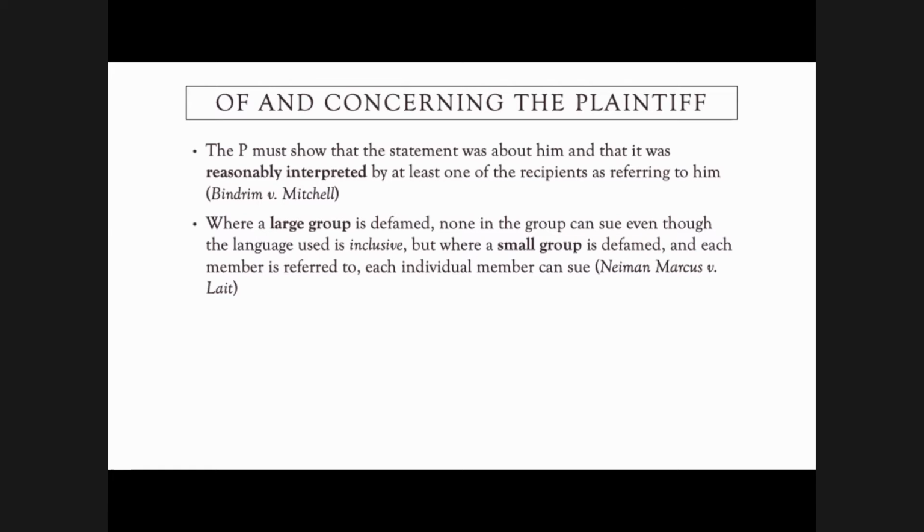And that's of and concerning the plaintiff. So that's what you need to show: that there was a reasonable interpretation, that it had to do with that specific plaintiff, even if the defendant wasn't specifically naming the plaintiff, like in the Bindrum case.